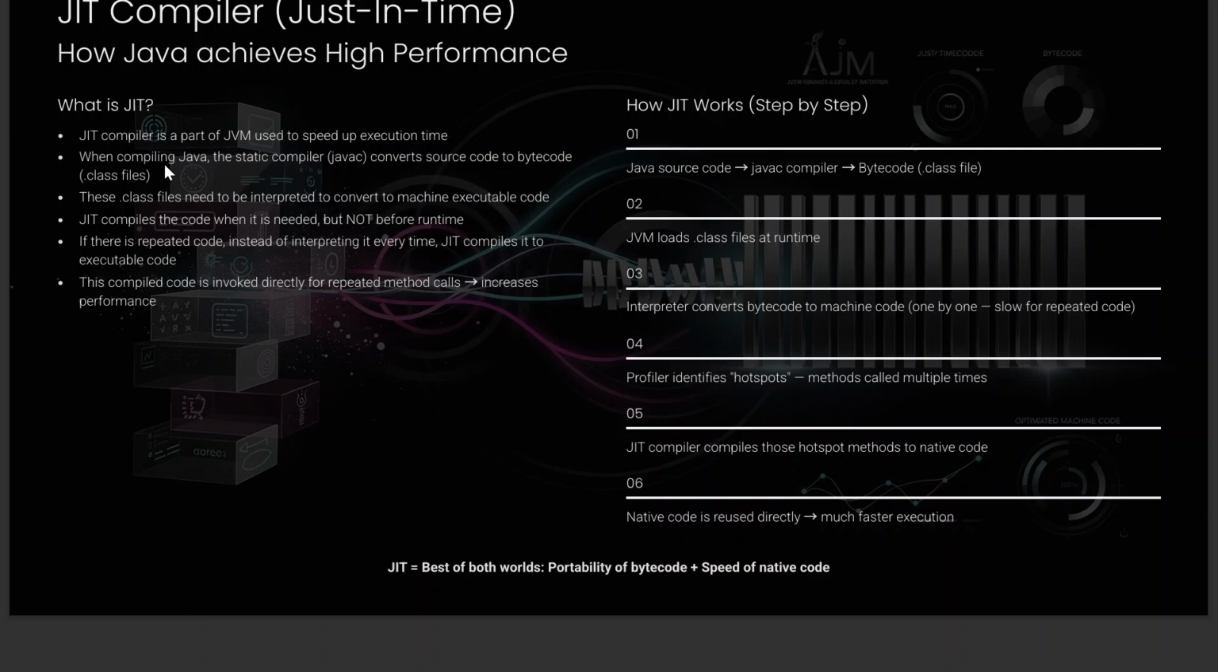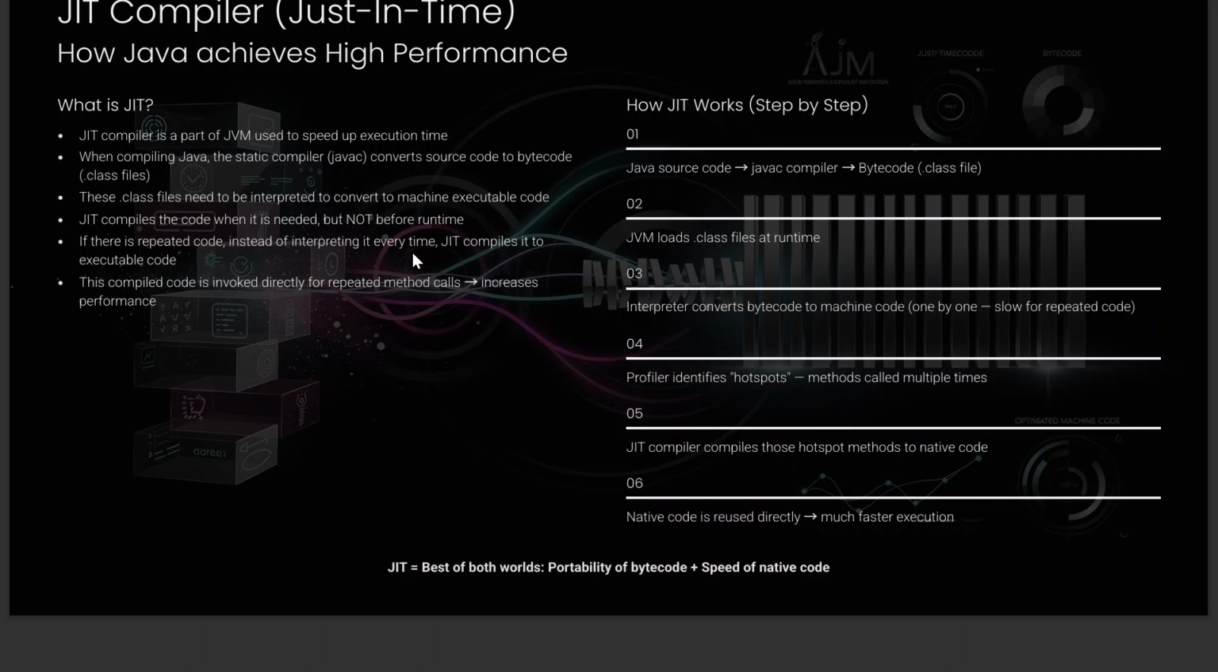When you compile your normal Java code using your javac compiler, that will convert your normal source code, Java code, to bytecode, which is a .class file. Now you take this .class file and give it to the JVM, right? Then your bytecode starts getting interpreted and converted to machine executable code.